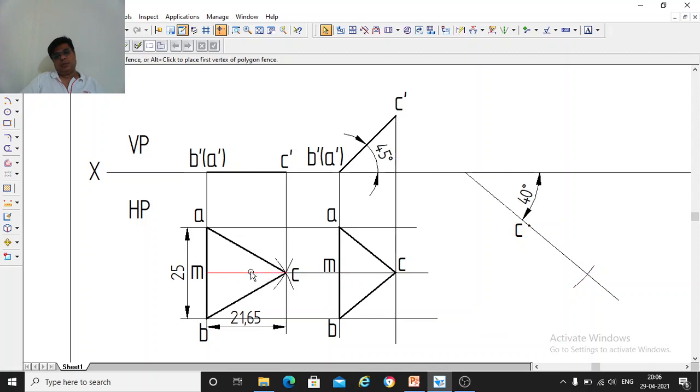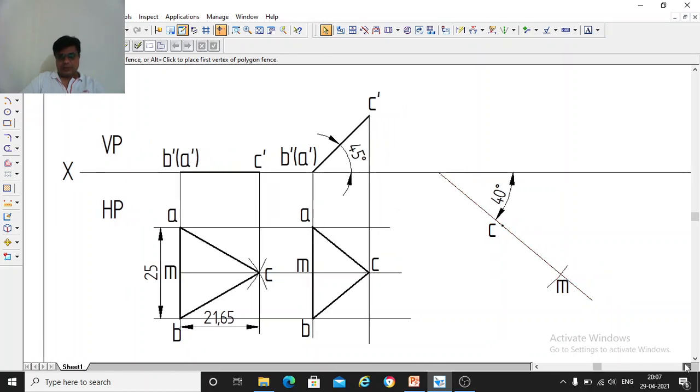So whatever the true length of the median CM is, you take it on this 40 degree line. So this is C, this is M. This is the true length of the median. You are drawing it here. So this point is M, so I will just write it here as M. So this point is the median. CM is the true length of the median.